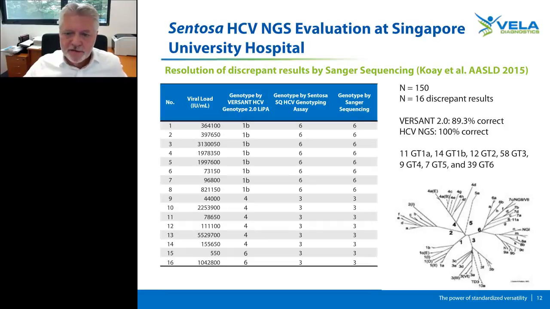Interesting here is also that in Southeast Asia, here in Singapore, we got a prevalence of genotype 3 followed by genotype 1B and 1A. You also have a lot of genotype 6 in this area, which is not really representative of the Western world.